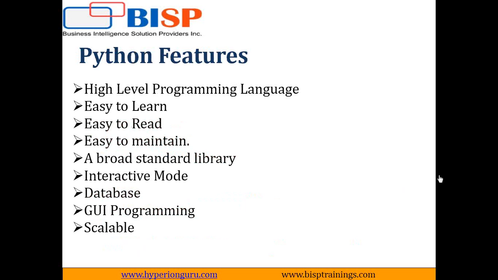Let's talk about the quick features of Python. So first, these are the features. It's a high level programming language, easy to learn, easy to read. Python uses English keywords frequently, whereas other languages use punctuation. And Python has fewer syntactical constructions than other languages. Because of that, it's easy to learn, easy to read, and easy to maintain.